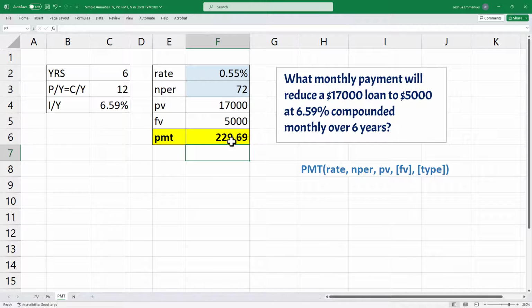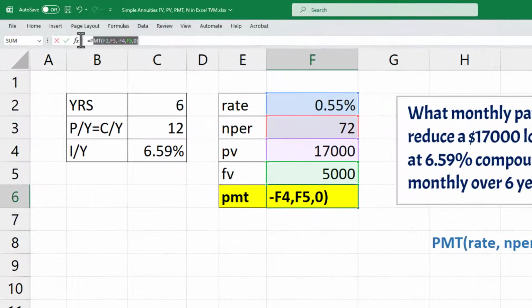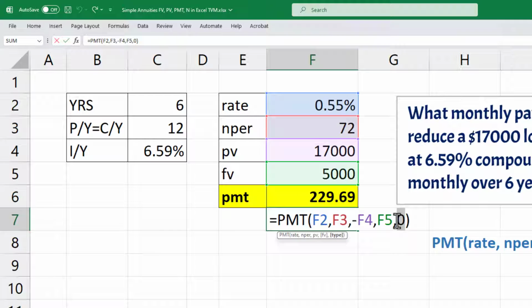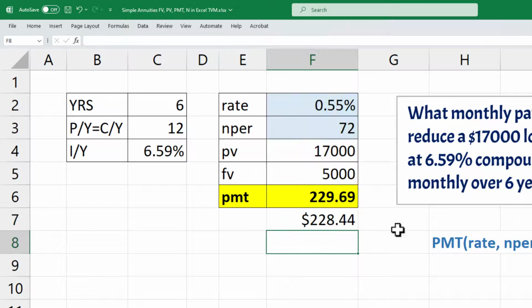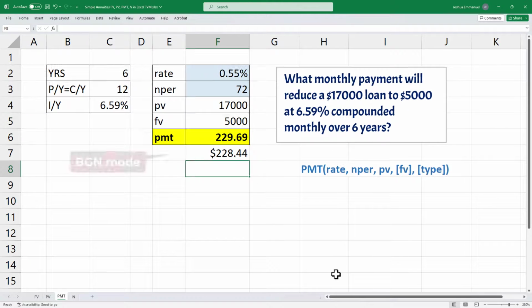Now, suppose these payments were made at the beginning. I'm going to copy the payment formula from the formula bar and change the type to 1 for begin mode. And here we have a slightly lower periodic repayment amount if payments were made at the beginning of each period.